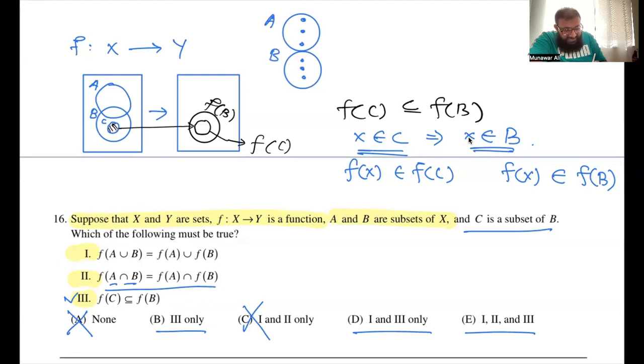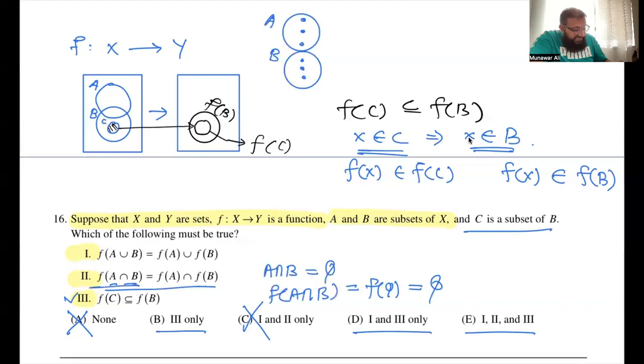Let me write here. What is A intersection B? A intersection B is the null set. You can see there's nothing the same in these two sets which I have drawn so far. So f of A intersection B is f of the null set. So f of the null set would be the empty set again. So my left hand side for this thing is going to be the empty set.